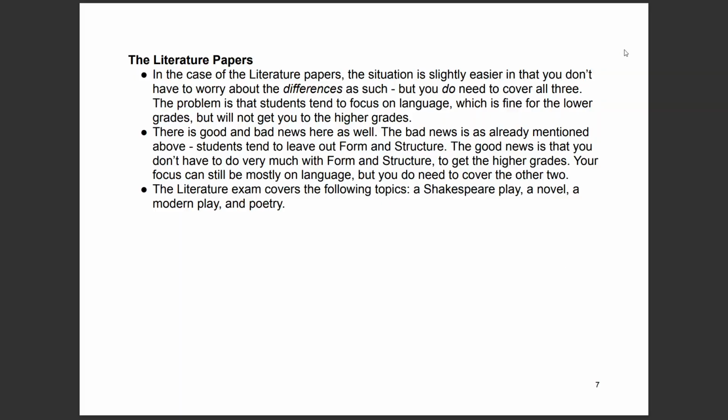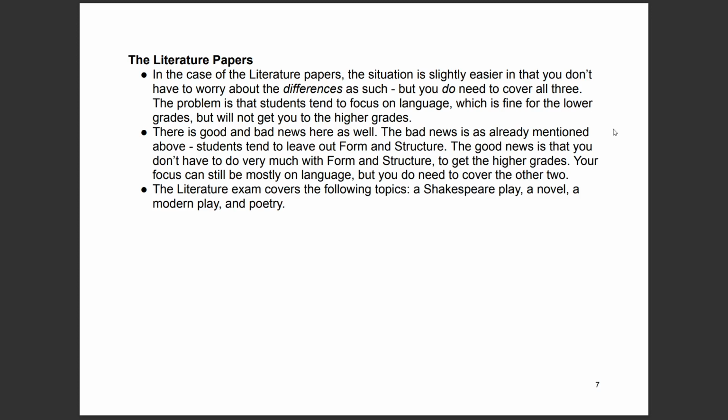Okay. Now let's have a look at the literature papers. So in the case of the literature papers, the situation is slightly easier in that you don't have to worry about the differences as such, but you do need to cover all 3, language, form, and structure. The problem is that students tend to focus on language, which is fine for the lower grades, but will not get you to the higher grades.